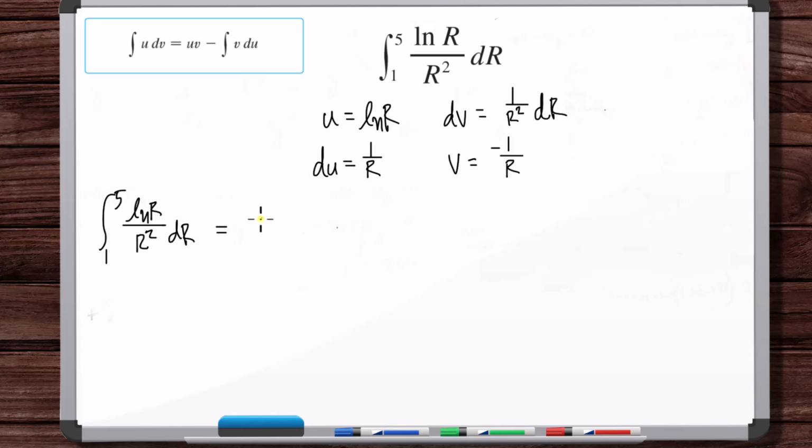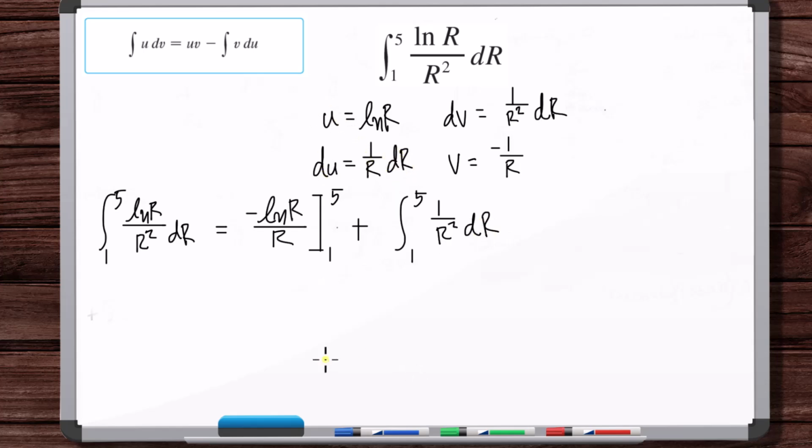All right, u times v, we want to evaluate this from, minus v du. So let's take out that minus sign, and we've got, oh, this had a dr, right? So we've got minus 1 over 5 natural log of 5 minus natural log of 1.